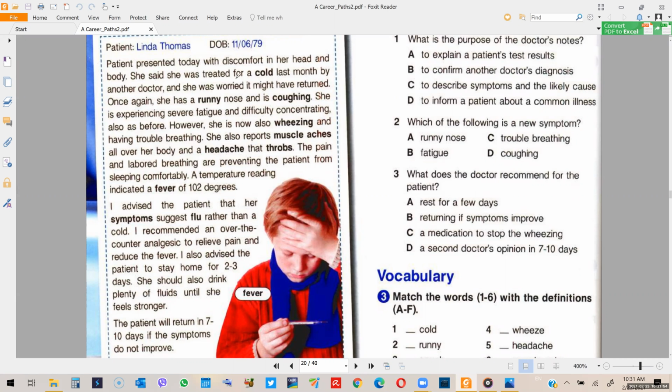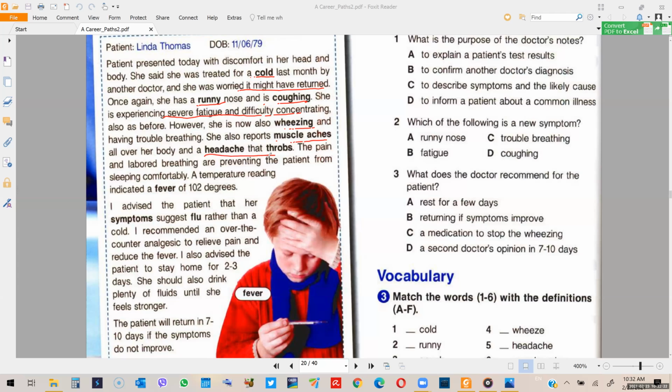She said she was treated for a cold last month by another doctor, and she was worried it might have returned. Once again, she has a runny nose and is coughing. She is experiencing severe fatigue and difficulty concentrating, also as before. However, she is now also wheezing and having trouble breathing. She also reports muscle aches all over her body and a headache that throbs.